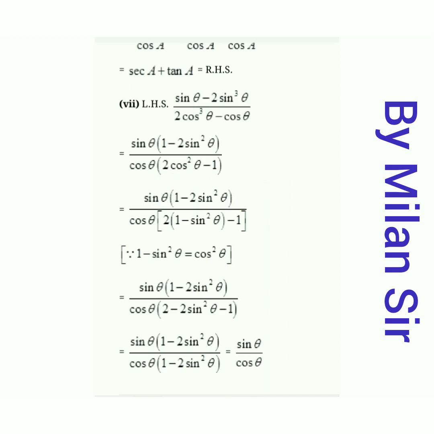Now sin theta upon cos theta as it is. Numerator as it is. Now in the denominator just multiply this 2 with this bracket. So first of all 2 ones are 2. Then 2 into minus sin square theta, so minus 2 sin square theta. And at last minus 1 as it is.